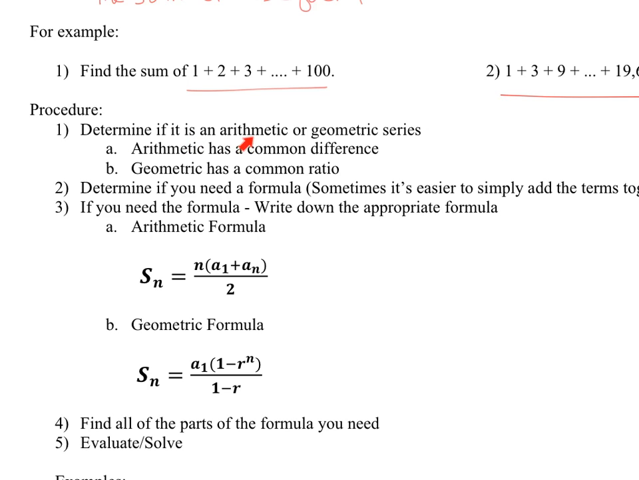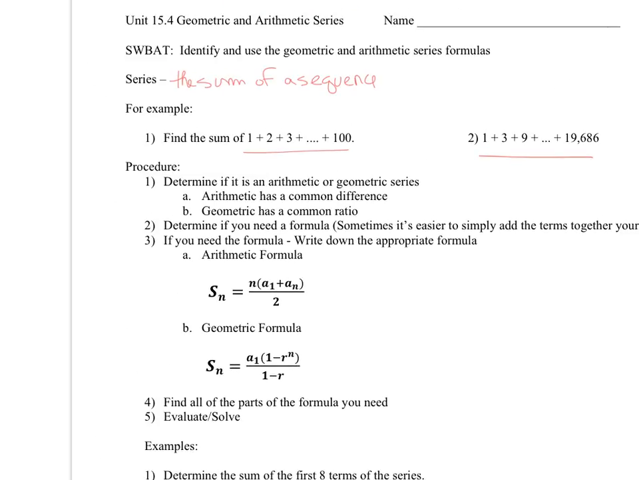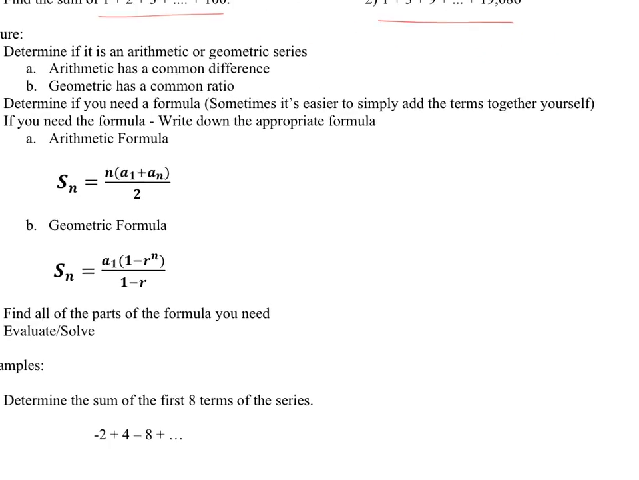Okay, so the basic idea is, look at this, I have an arrow now. Your procedure here is to determine if it's an arithmetic or geometric. Remember, it's arithmetic if it has a common difference, and it's geometric if it's a ratio. And if it's neither, well then it's neither. Okay? Determine if you need a formula.